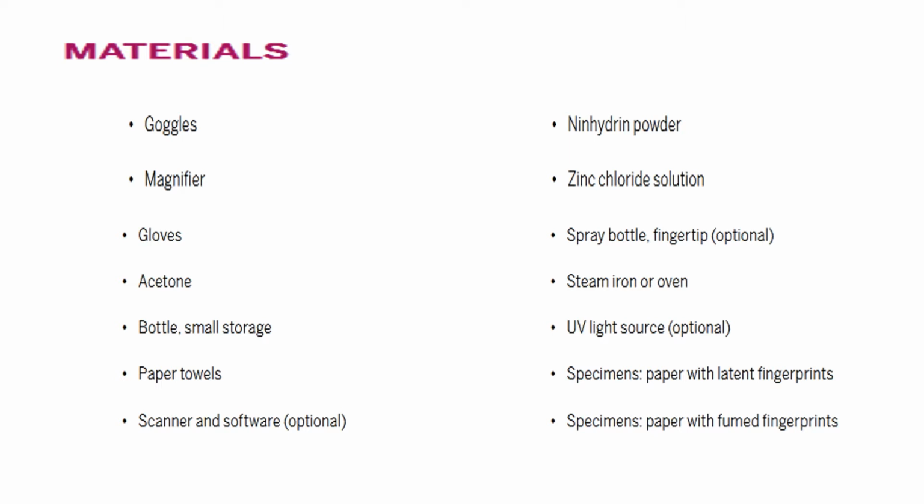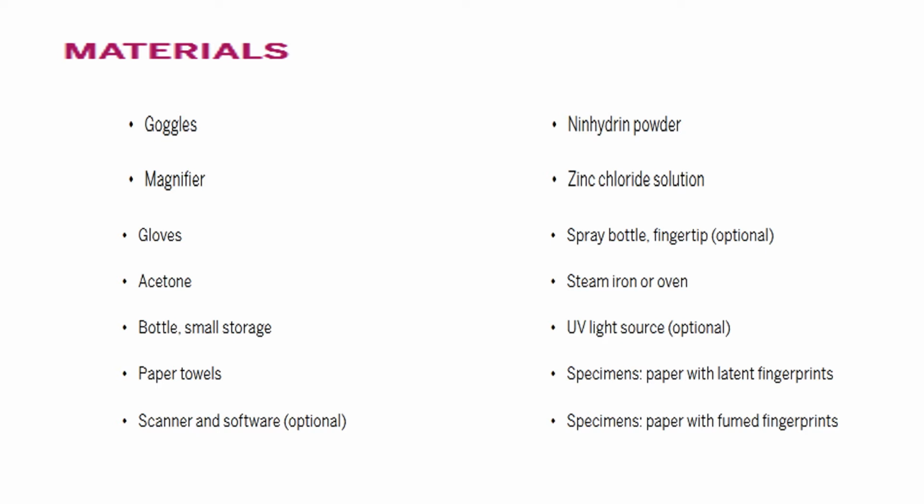First, goggles, and then magnifier, gloves, acetone solution, bottles for storing, paper towels, and in order to magnify and scan the images, we need a scanner and the software. The chemicals that we need are ninhydrin powder and zinc chloride solution. More than that, we need spray bottles, a steam iron or oven, a UV light source in order to reveal the prints, and then the specimens.